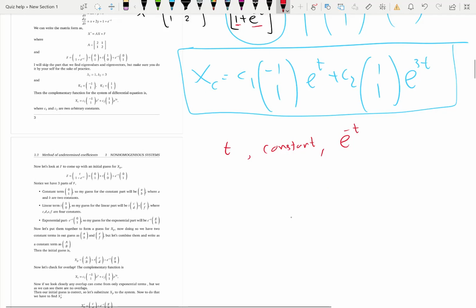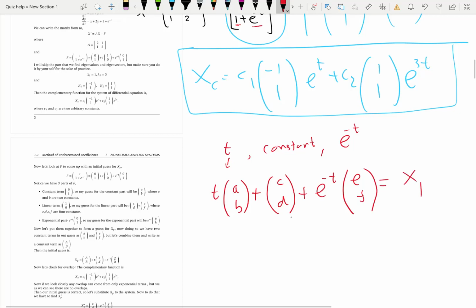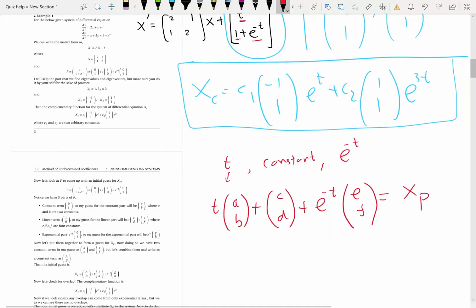For the part for t, you can write your trial form as t times a vector with 2 rows, a and b. A and b are the constants to be determined. Plus for the constant part, the constant vector is just c d, plus the exponential part e to the negative t times e f. So now this is the guess for the particular solution, the initial guess. So see how I did it. It's a vector. So identify the different parts of the function and write a vector for each type of function.